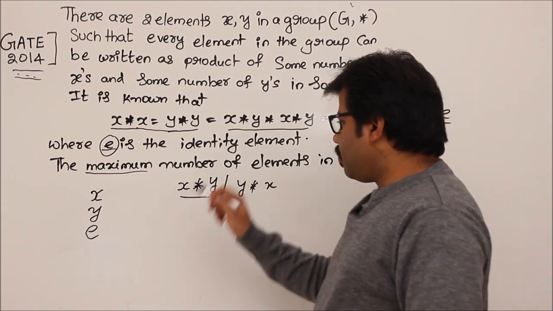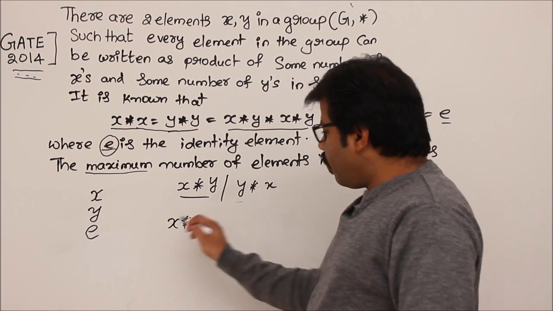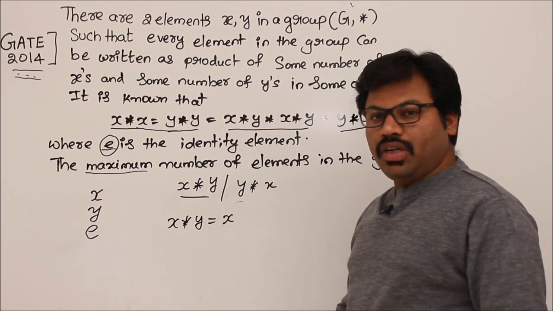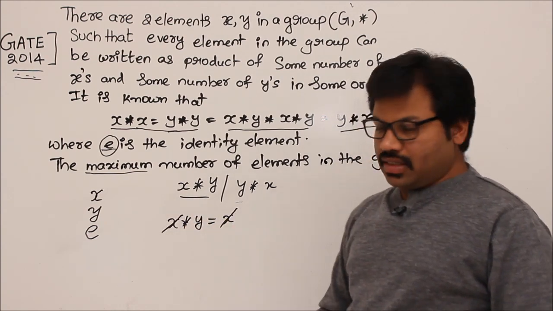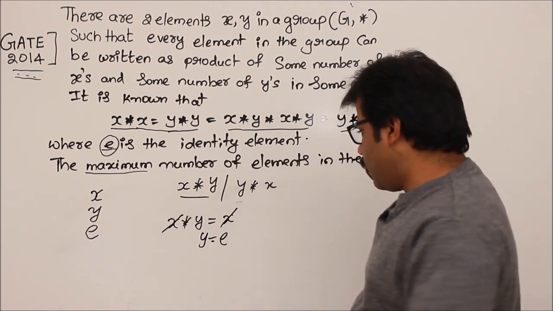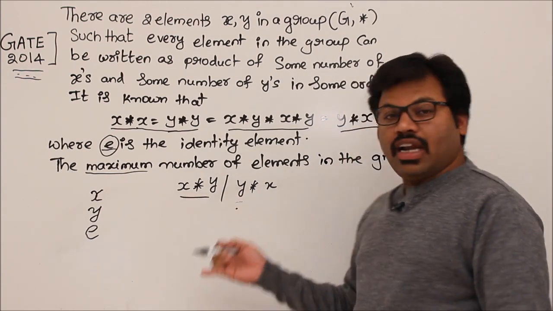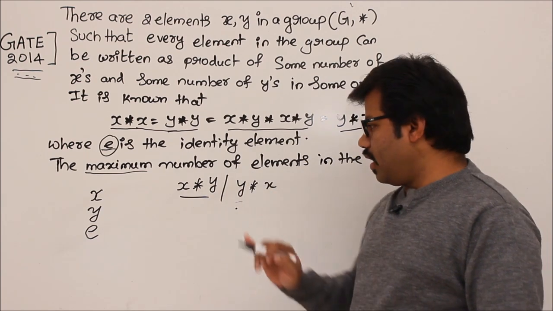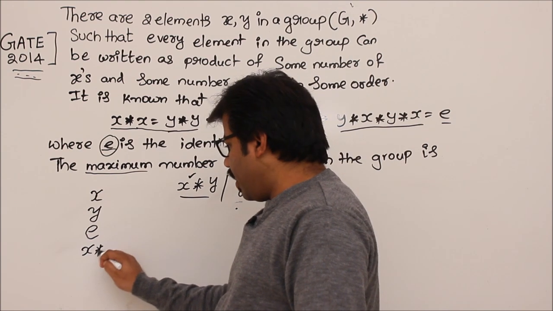So x star y. Now the question is, is x star y a different element? What if it is equal to x? Is it possible? If x star y equals x, then x will be cancelled by the left cancellation rule. Then y equals e, but we know that y and e are different, in such a way we have selected. So x star y cannot be x. Similarly, x star y cannot be y, same reasoning. Then y will be cancelled, x will become e, but x is not e. So x star y definitely can be a different element, right?